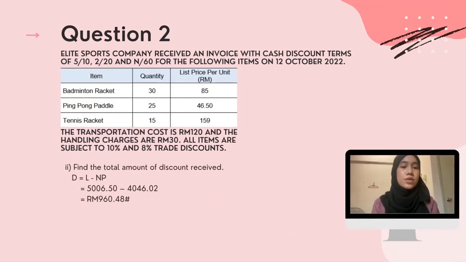Lastly, question D2, which wants the total amount of discount received. So the discount formula is D equal to list price minus net price. We already know the answers for L and NP, so we just substitute the information in the formula. So the answer is 960 ringgit 48 cents.